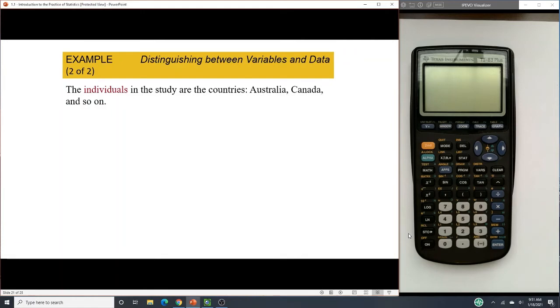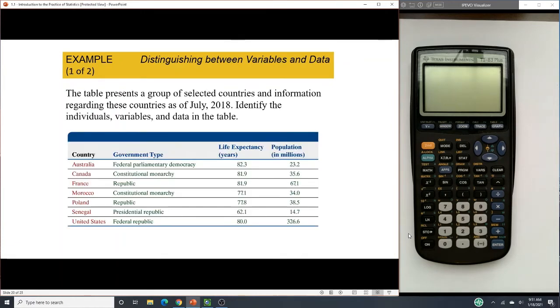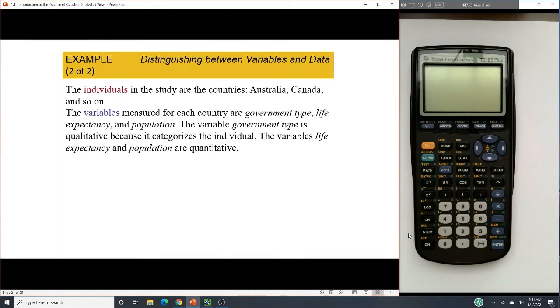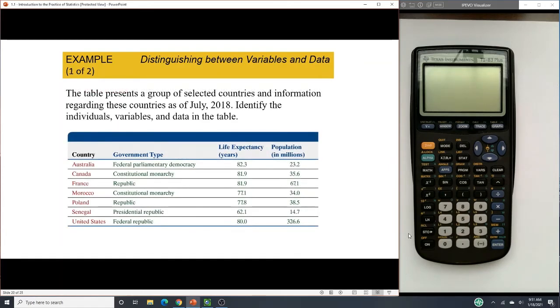So first, the individuals are the countries. So Australia, Canada, France, Morocco, Poland, Senegal, United States. Okay, so we have all those pieces there. Variables are all the other pieces: the government type, the life expectancy, the population. All of those things have their own pieces. Now, government is qualitative because it tells me what type. We go back and look, it has words, whereas life expectancy and population have numbers, so those are quantitative, okay?